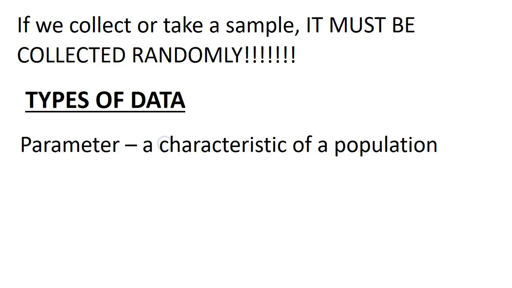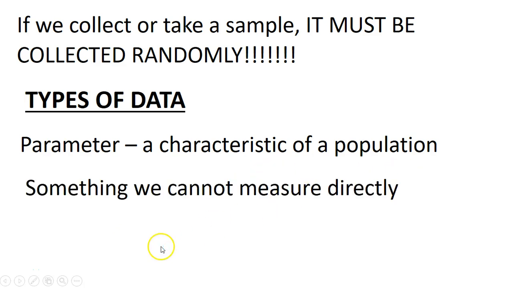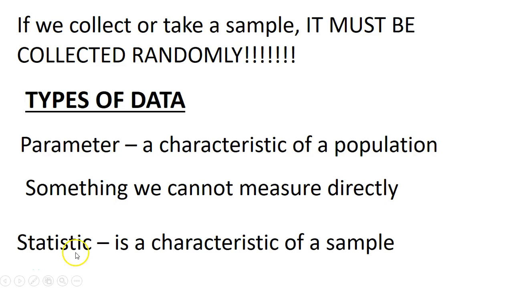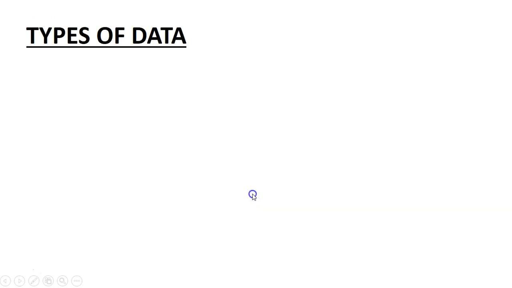All right? So we have types of data. A parameter. Okay, so here's some terminology. You should basically be taking notes on everything, but some vocab here. A parameter is a characteristic of the population. Something we cannot measure directly is a parameter. A statistic is a characteristic of a sample. All right, it's a characteristic of a sample.